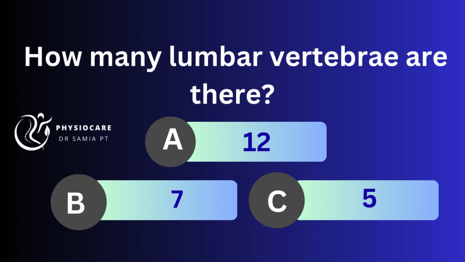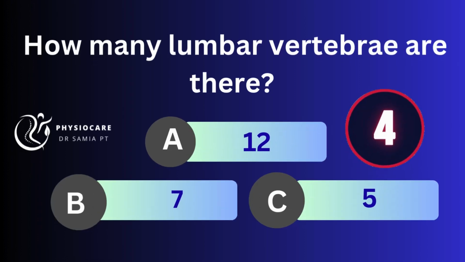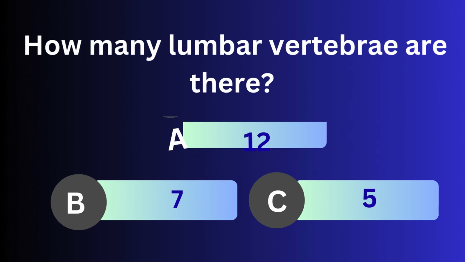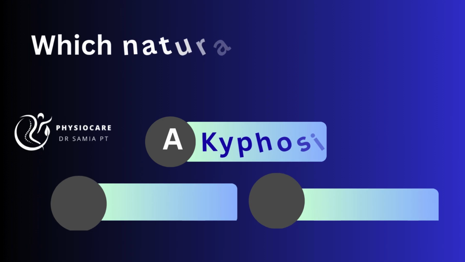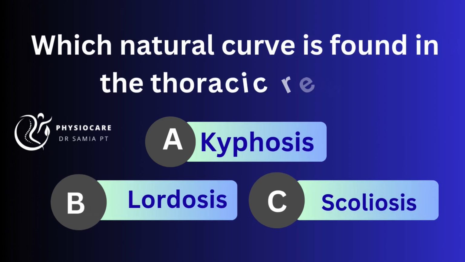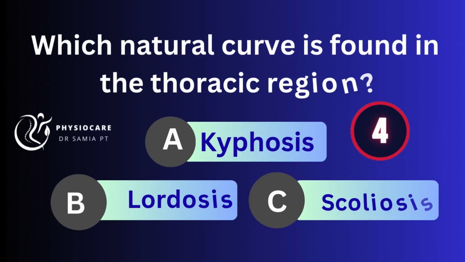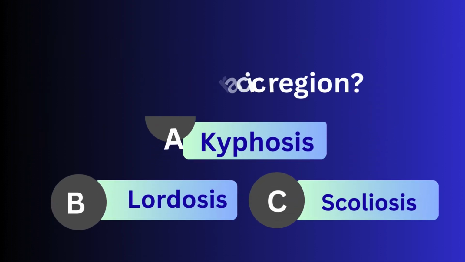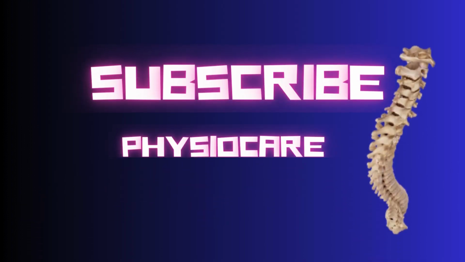A. 12, B. 7, C. 5. Correct answer is 5. Which natural curve is found in the thoracic region? A. Kyphosis, B. Lordosis, C. Scoliosis. Correct answer is kyphosis.